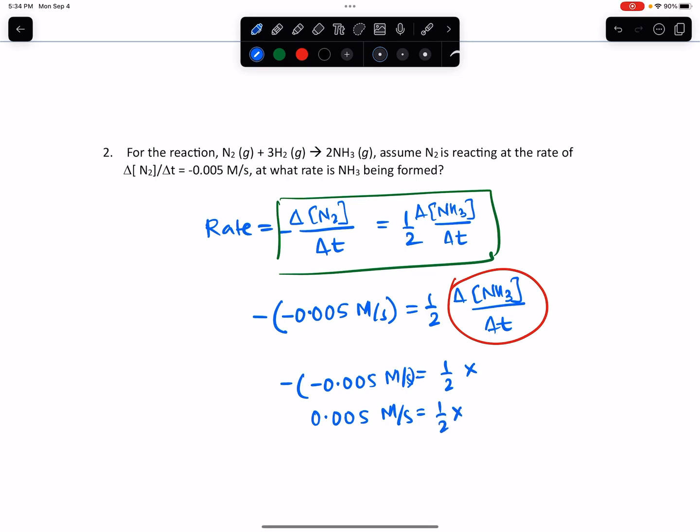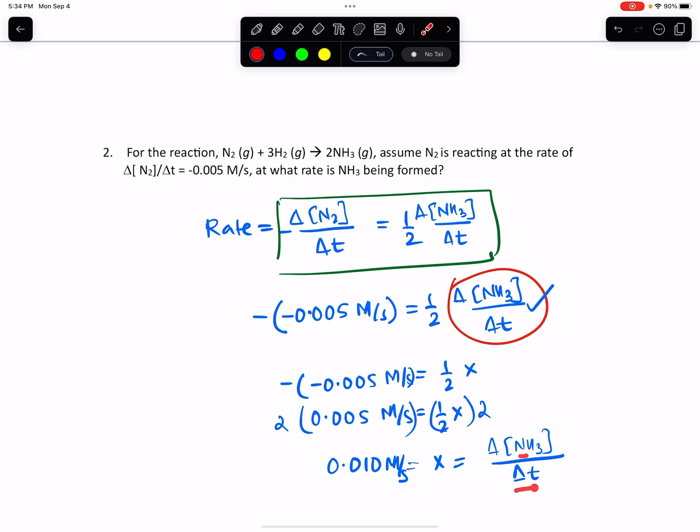half x. And now to solve for x, we just multiply both sides with 2. Let me just erase that so it's not confusing. So x is equal to 0.010 molar per second. And we know what x is. X is the change in the concentration of NH3 over change in time. And that is the rate at which NH3 is being formed. I hope that made sense. Thank you for watching.